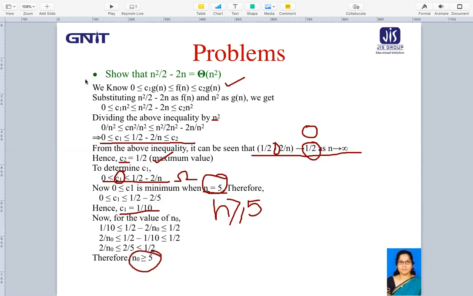So if you have to solve the theta notations, you can first use the concept of big O to find out the value of C2. C2 will always be the maximum value, and to find the C1 value, we can use the concept of omega, and C1 will always be the minimum value.